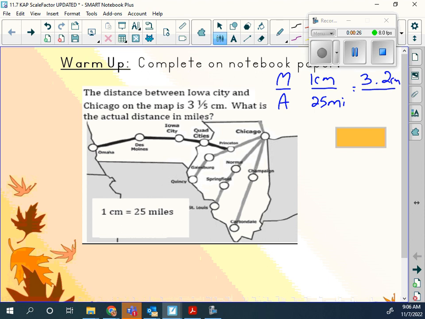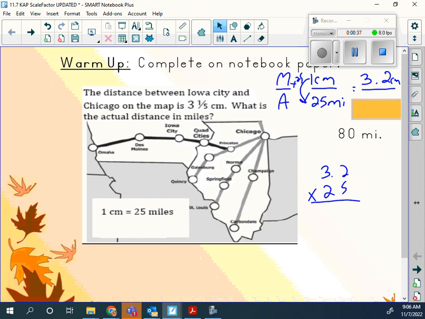And now we want to know how many miles it is. So how do you get from 1 to 25? Times 25, and 3.2 times 25. What do you guys get? 80. Ooh, they said 80. I thought you did it by doing with the fraction. Good job, 80.